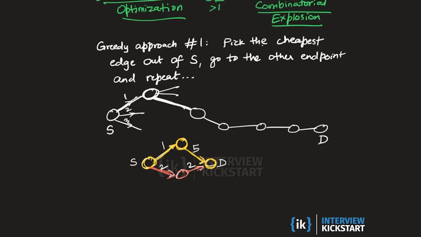So it's not necessary that at each step we have to pick the cheapest edge to elongate the path. In fact, it's possible that the cheapest edge out of S might be a dead end. It may not even lead anywhere. Maybe D lies somewhere over here, and this edge had a weight 1, this edge had a weight 5. If we followed the greedy strategy, we would end up at a dead end. So clearly this particular greedy strategy is not going to work.